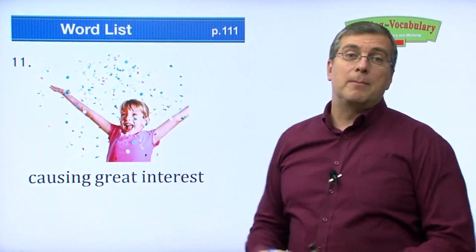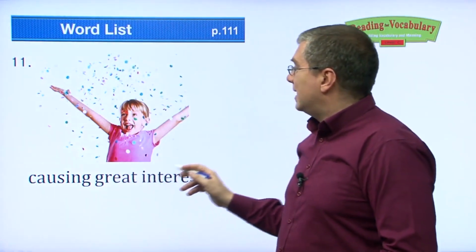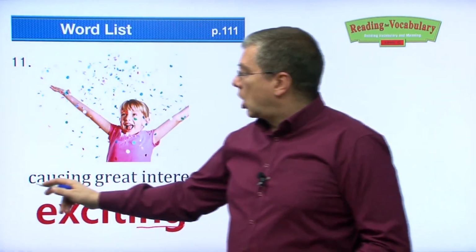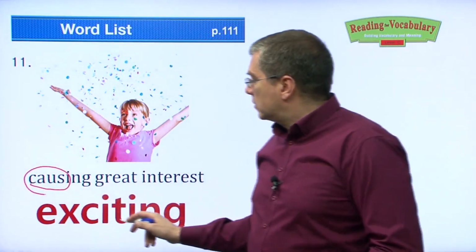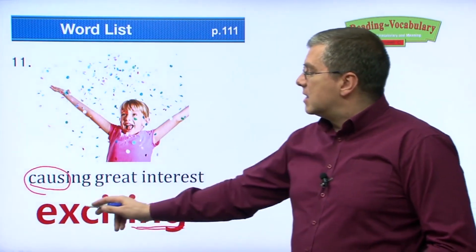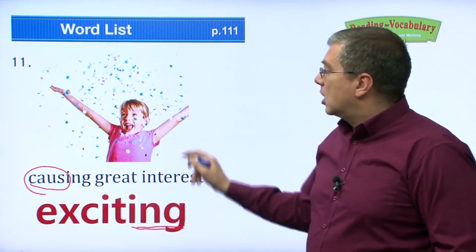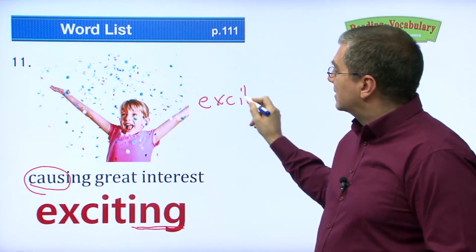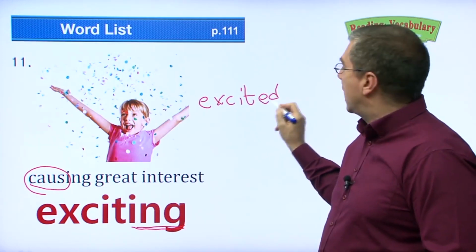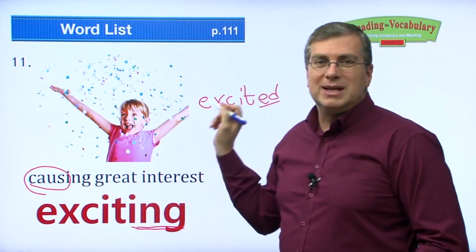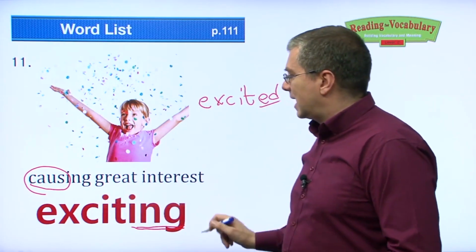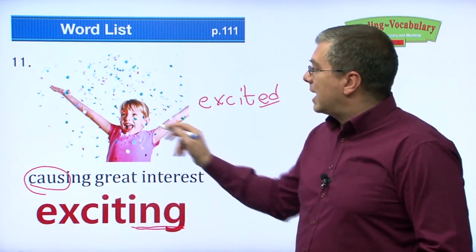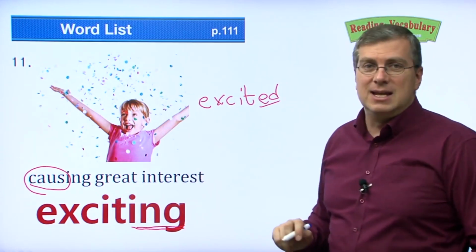Okay, she's having a good time, right? It looks like she's having a party, causing great interest. That, of course, is exciting. And look, the cause, we use ing. The cause, it's exciting. Her reaction would be what? Excited. You got it. Good. Her reaction would be excited. The cause is exciting. Something that causes great interest is exciting. Her reaction is excited.